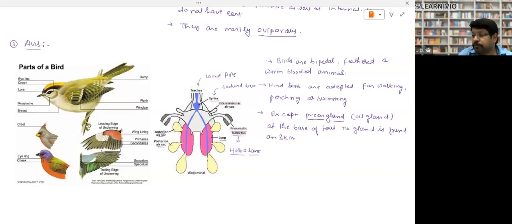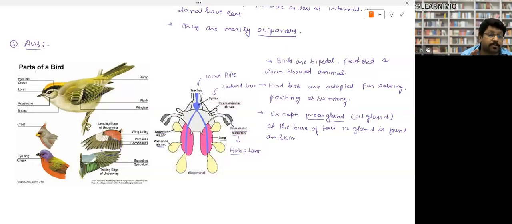This is especially for the duck and swan. They have a very well developed oil gland. So what they do, you must have seen, they dip their beak on that gland and rub it on their wings. When they rub it on their wings, it makes them waterproof, right? That's why swan and duck keep on dipping their beak on the tail and keep on rubbing it on their wings. That is the reason behind it. So they make it waterproof.